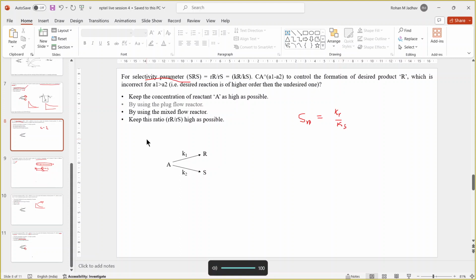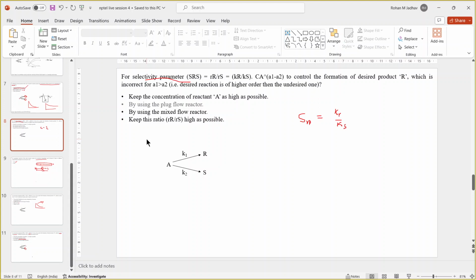Actually, using plug flow is wrong, because if you use plug flow, you will be promoting the formation of the undesired also. Oh, sorry, I said it wrong. Using plug flow is correct. So the only incorrect option is the mixed flow.